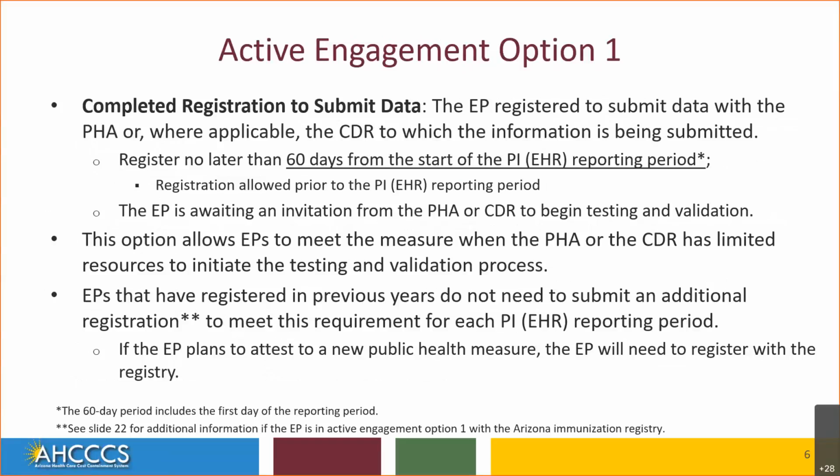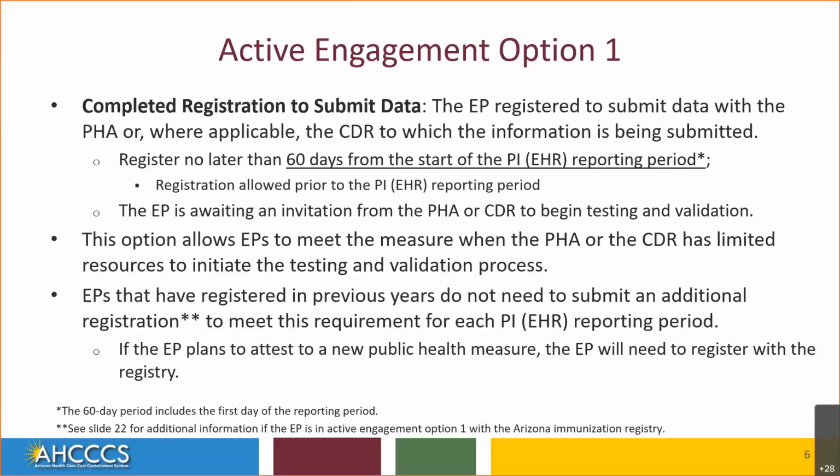The EP is awaiting an invitation from the public health agency or CDR to begin testing and validation. This option allows EPs to meet the measure when the public health agency or the CDR has limited resources to initiate the testing and validation process. EPs that have registered in previous years do not need to submit an additional registration to meet this requirement for each PI reporting period. If the EP plans to attest to a new public health measure, the EP will need to register with the registry.